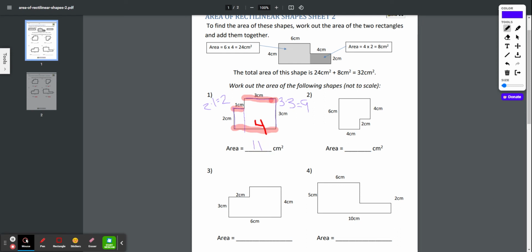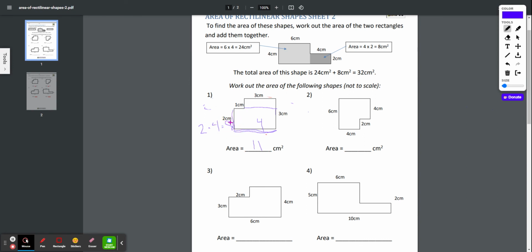I'm going to erase that and show you a second strategy that you could use. Just get rid of everything. Now I do know this is 4 because we just already figured that out. I could also cut my rectangle this way, which means for this rectangle, my length is 4, my height is 2. 2 times 4 equals what, everybody?